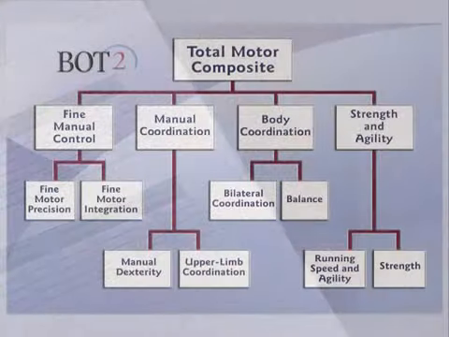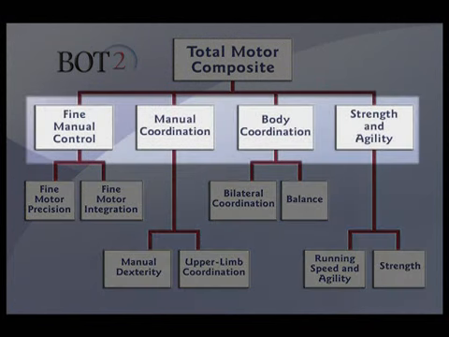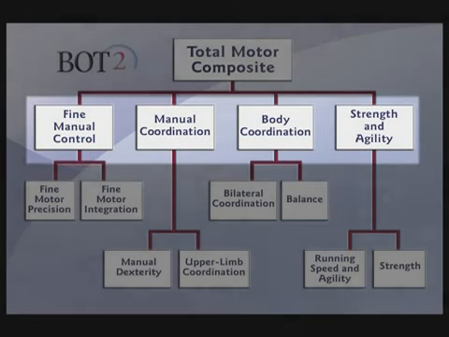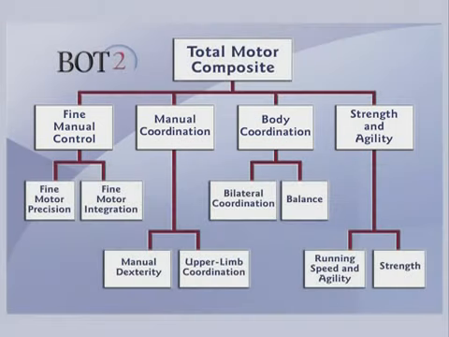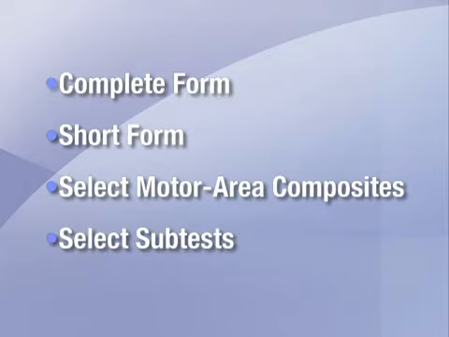The BOT-2 includes 8 different subtests. These tests are organized into 4 motor development area composites. The test is organized so that you, as the administrator of the test, have many features and options. You can administer all 8 subtests, that is the complete form of the test. You could administer a sample of items that we call the short form. If you wish, you can select particular motor area composites, or you can administer individual subtests.